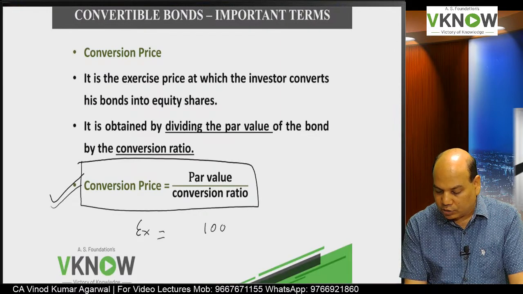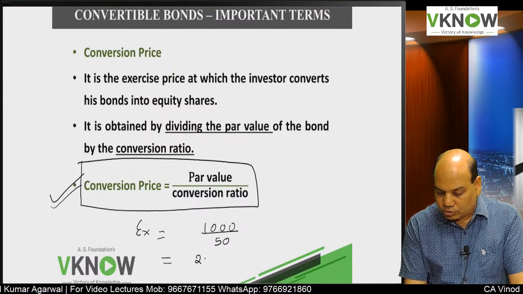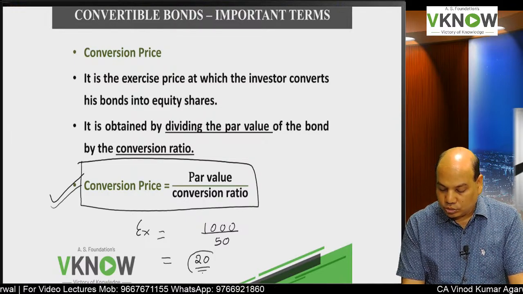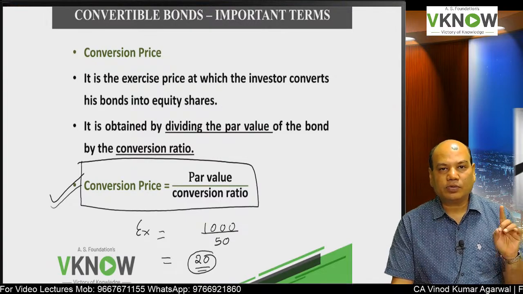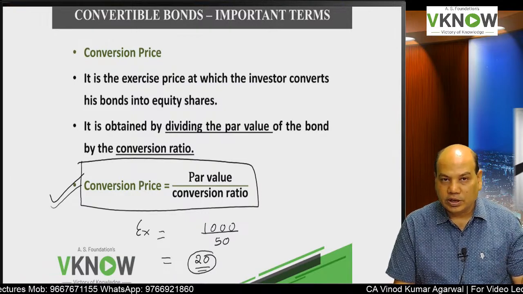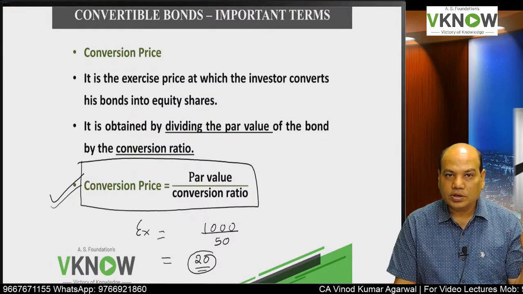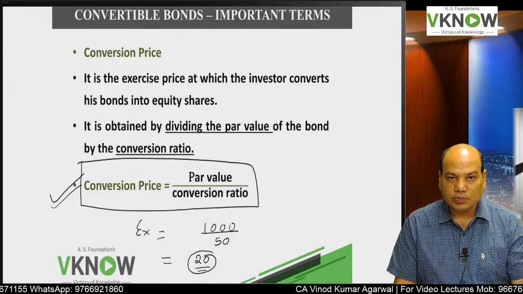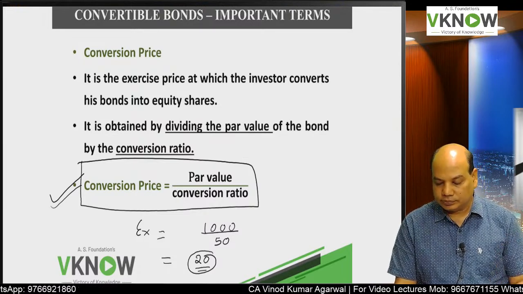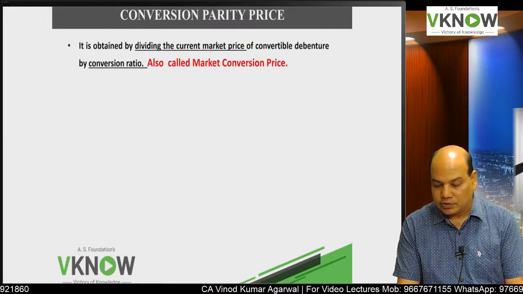Example, if the par value is 1000 and the conversion ratio is say 50, the exercise price is 20. On the maturity date you will see what the price of one share is. If the price of a share in the market on that day is more than 20, then conversion is beneficial. If the price of the share in the market on maturity is below 20 rupees, then conversion is not favorable. So please note down the formula for conversion price. It is the exercise price.